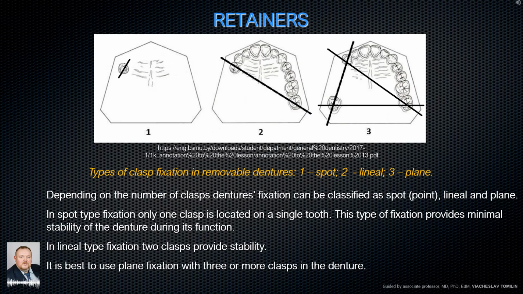In spot-type fixation, only one clasp is located on a single tooth. This type of fixation provides minimal stability of the denture during its function. In lineal-type fixation, two clasps provide stability. It is best to use plane fixation with 3 or more clasps in the denture during its function.